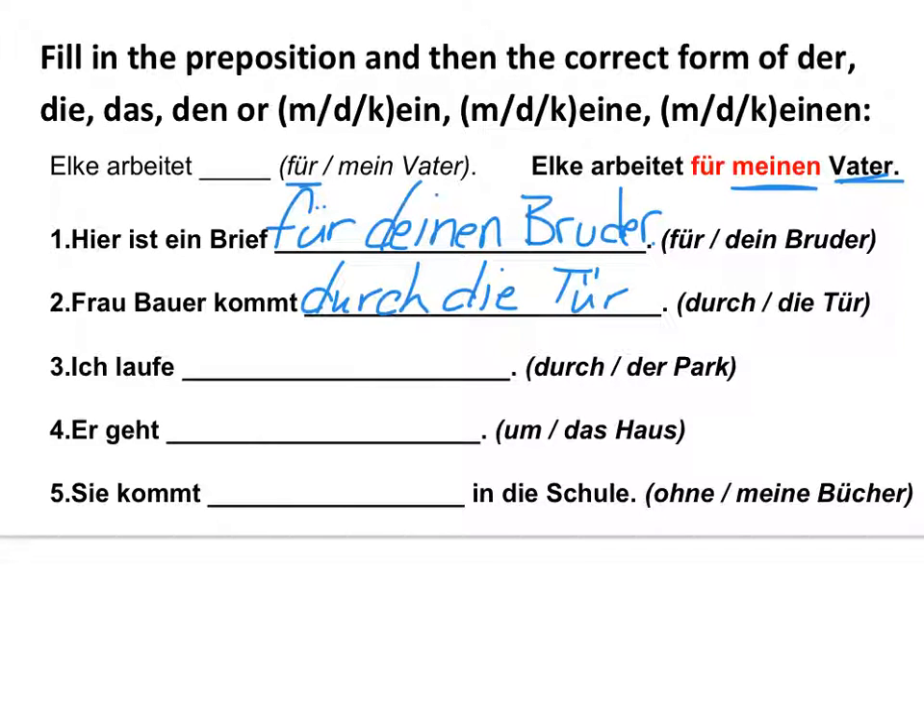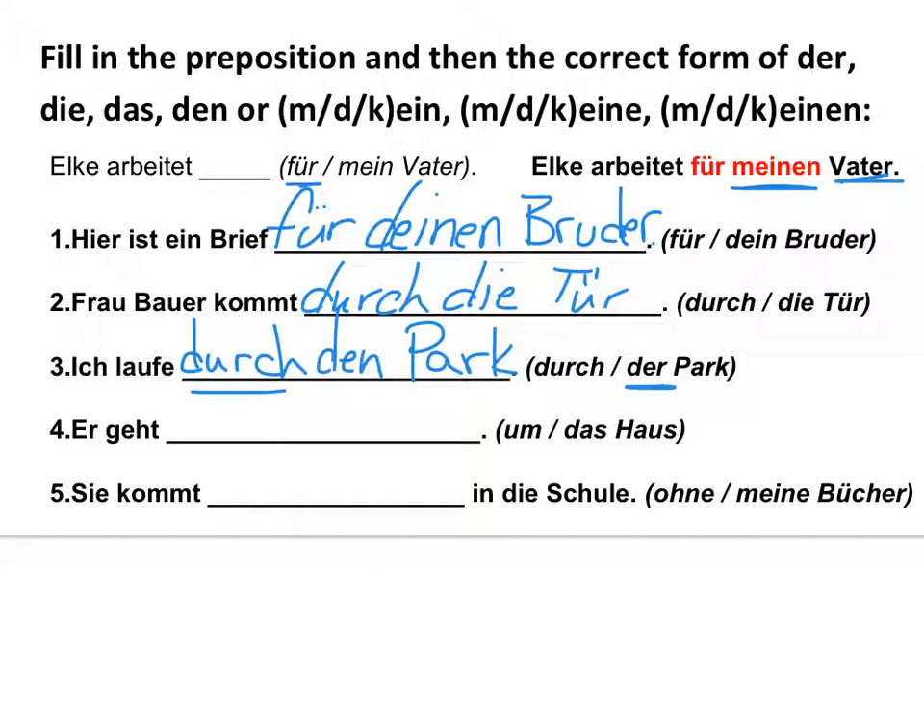Okay. Nummer 3. Ich laufe blank. And we've got durch and der Park. So what's it mean in English? I walk or I run through the park. So ich laufe durch just goes next. What are our next two words going to be? Den Park. Why is it den? We said right here it's masculine. And it's accusative because of this preposition. Okay, so durch den Park.